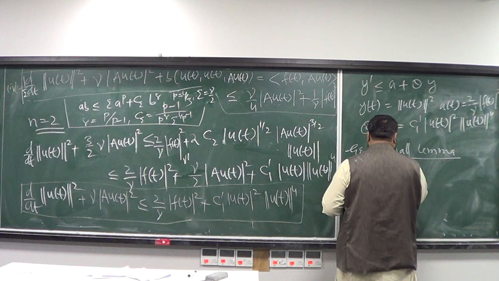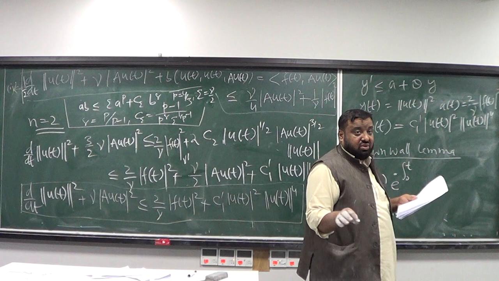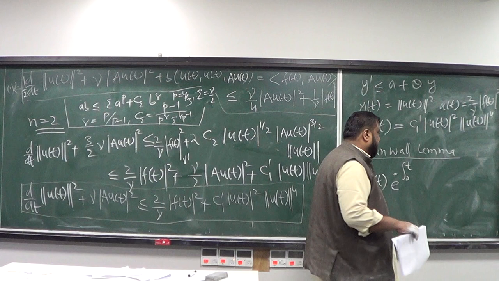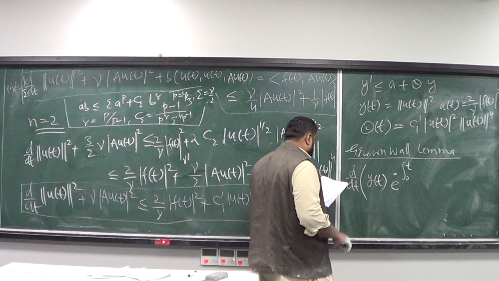Differential of minus 0 to t. This is almost like the analysis lemma that we did in our previous discussion. We applied it, and we kind of found out the long-term behavior.